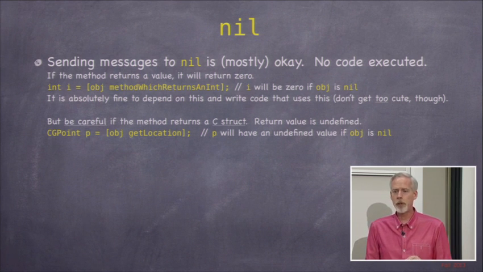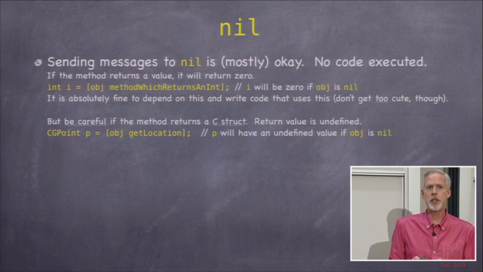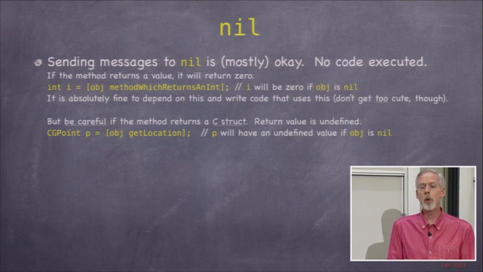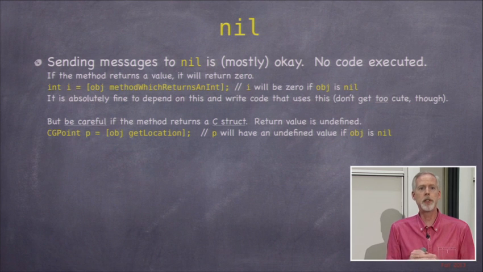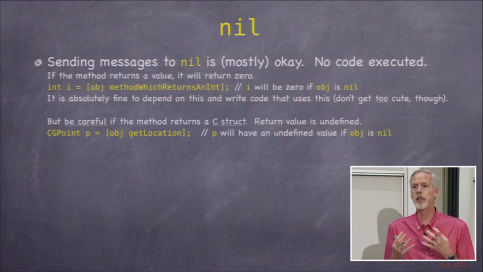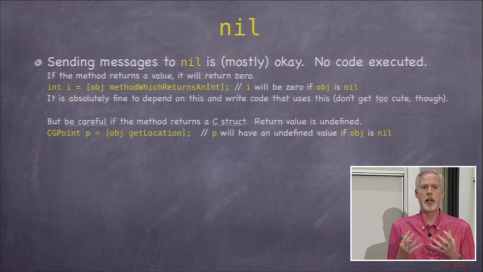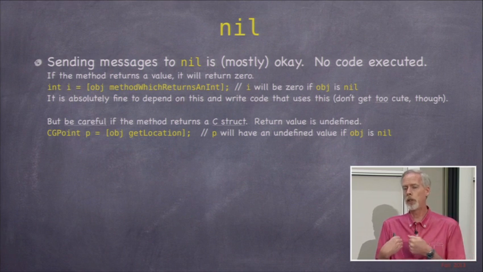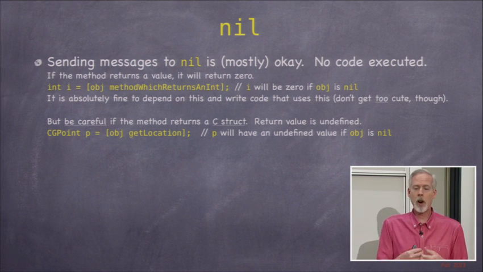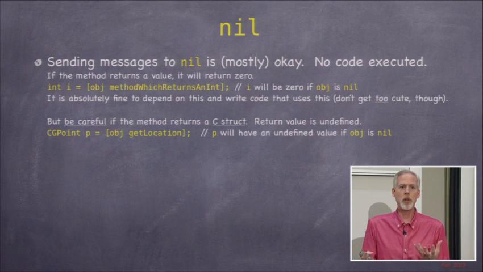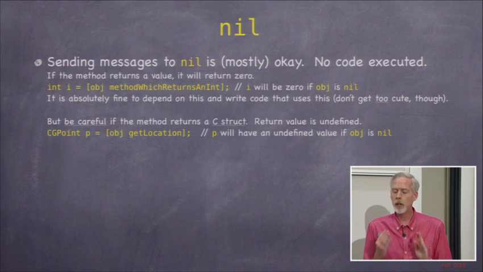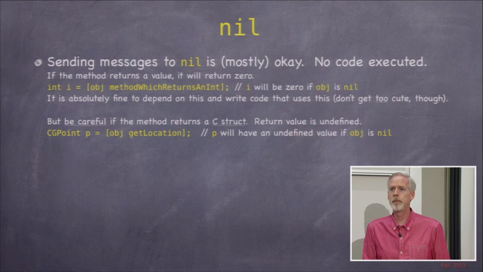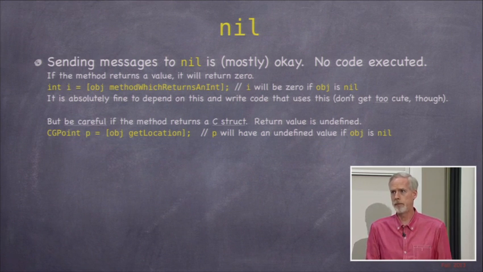You do have to be careful if the return type of the message send is a struct, because you don't get back a struct with all its members set to 0. You get back an undefined struct. Okay, what's in there is undefined. The struct is being returned to you on the stack. You might get stack garbage, you might get a zeroed out struct, you just don't know. So you can't rely on it. You should never rely on that in your code. If you call a method that returns a struct, you've got to check to make sure you're not sending it to nil. Okay?